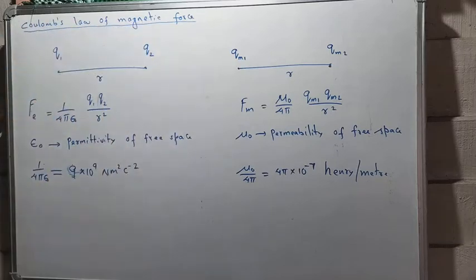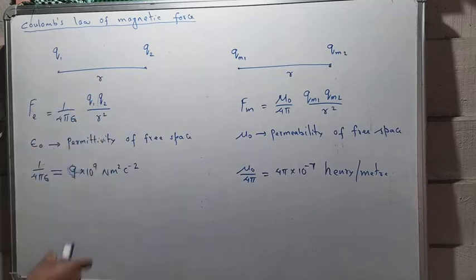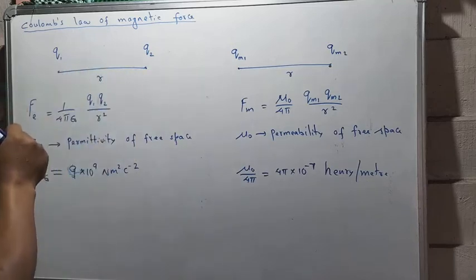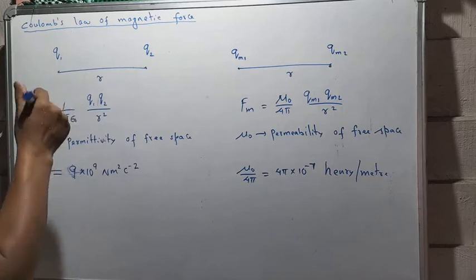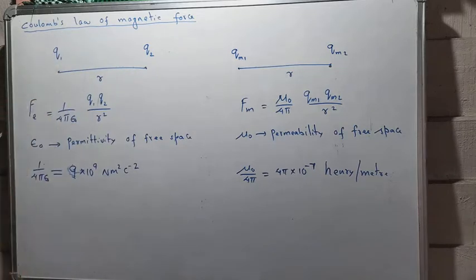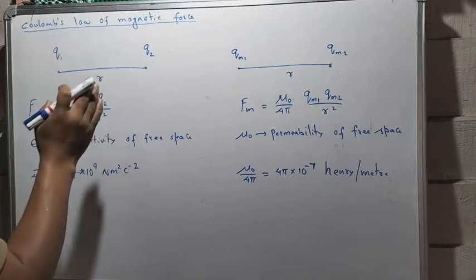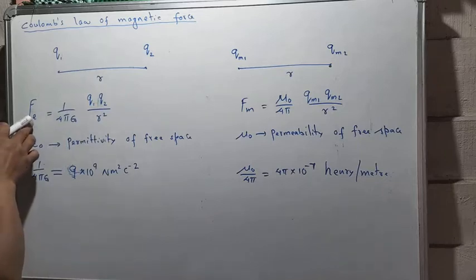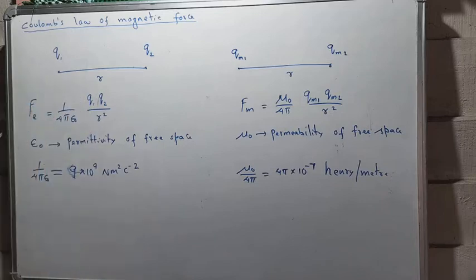Coulomb's law of magnetic force. We have seen in electrostatics the force which exists between 2 point charges in free space. If Q1 and Q2 are point charges present in free space at a distance r between them, then the force of attraction or repulsion between these 2 point charges is given as 1 upon 4 pi epsilon naught Q1 Q2 upon r square.